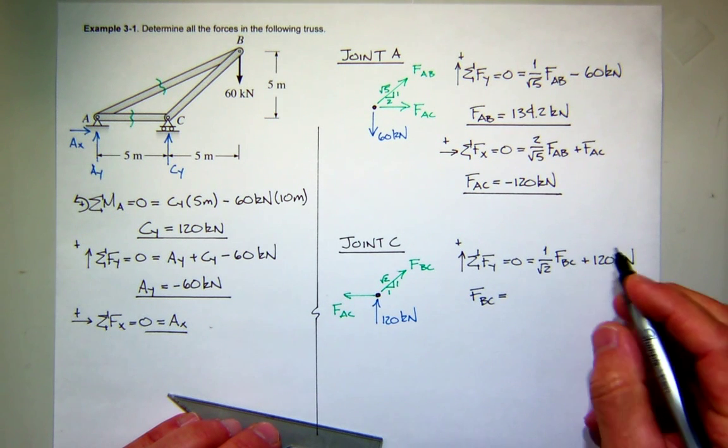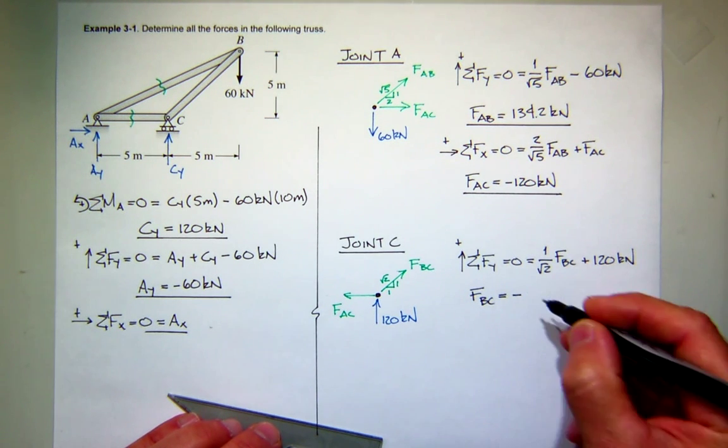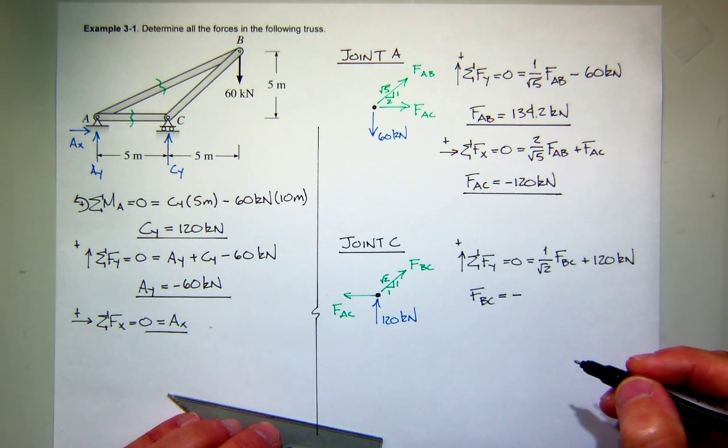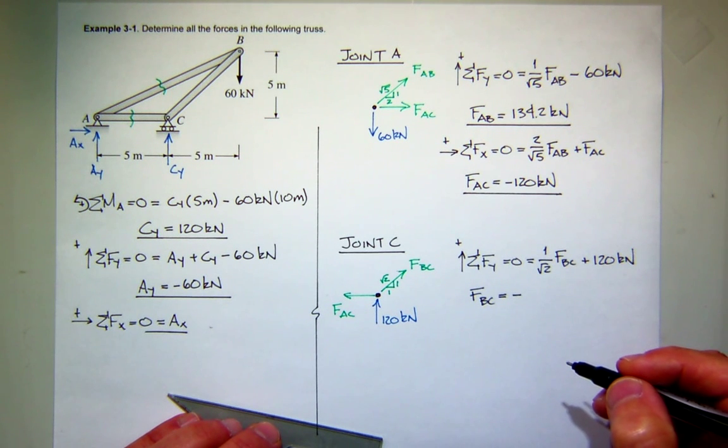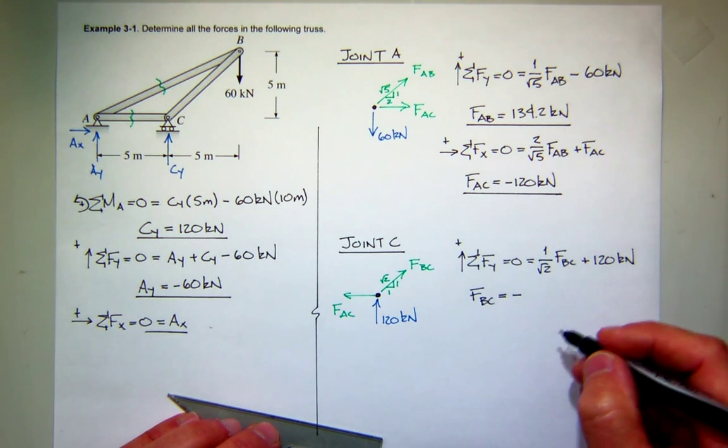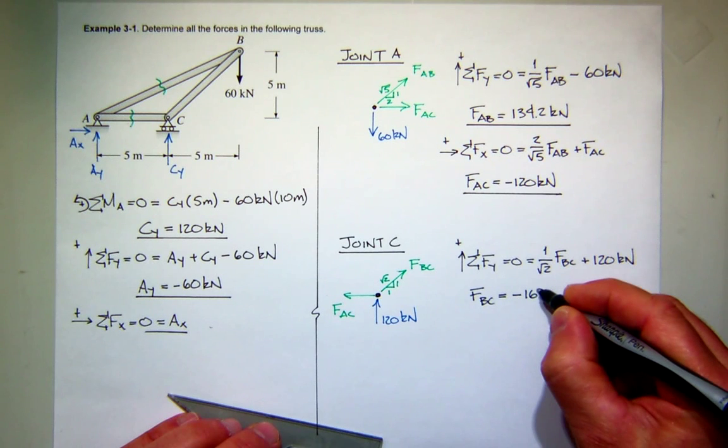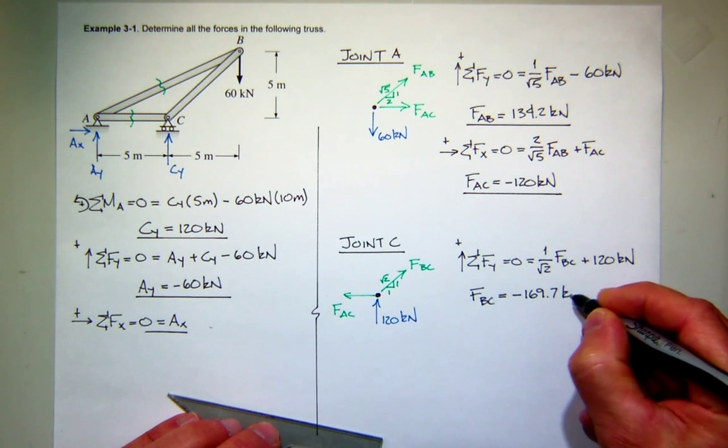Whatever 120 times the square root of 2 is, it looks also it's going to be negative. So what is that? 200? 169.7. 169.7.